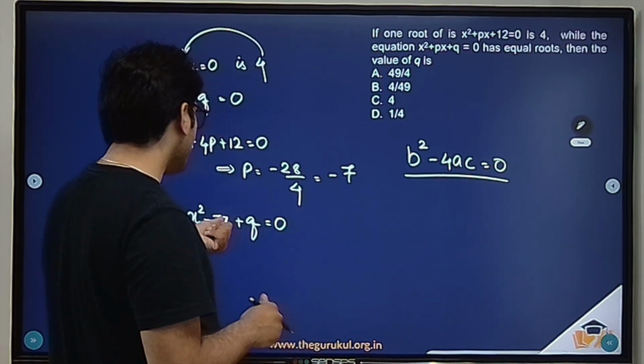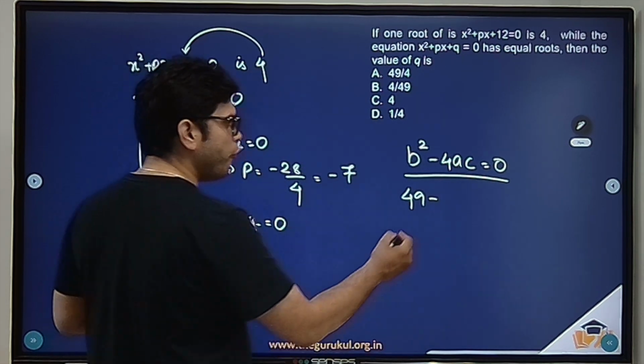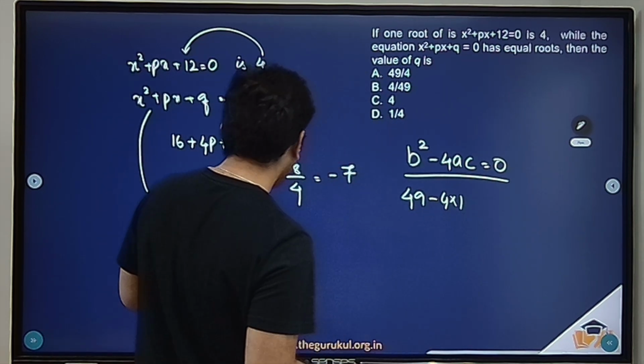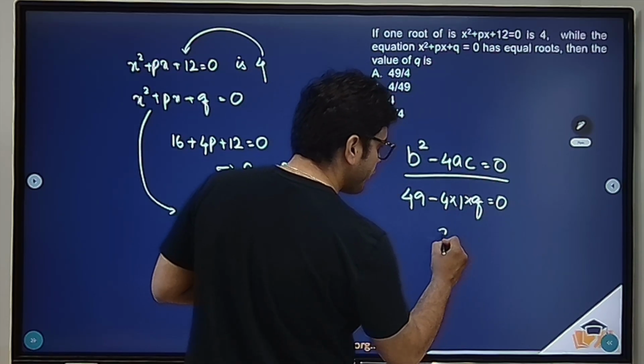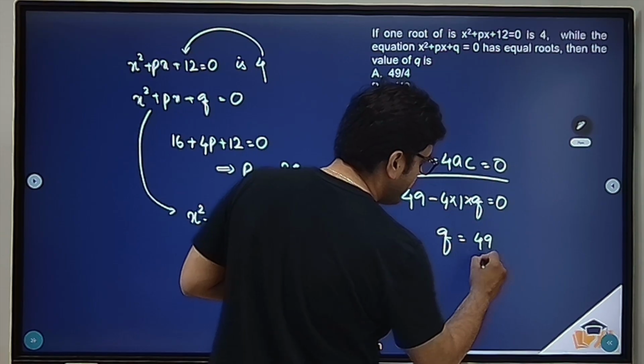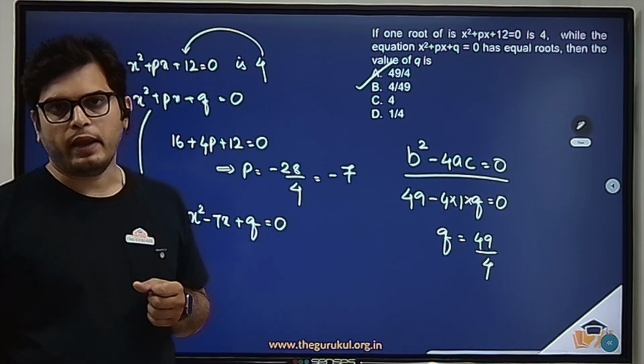So we know that the value of B is minus 7. So 49 minus 4 into the value of A is 1 and the value of C is Q is equal to 0, or Q is equal to 49 by 4. Hence the answer for this question should be option A.